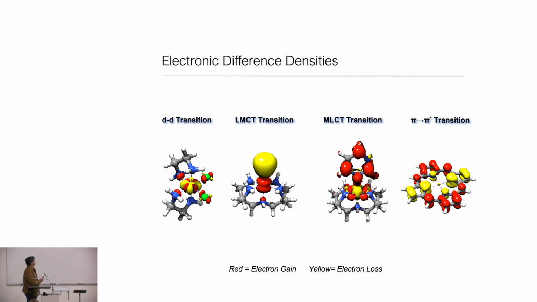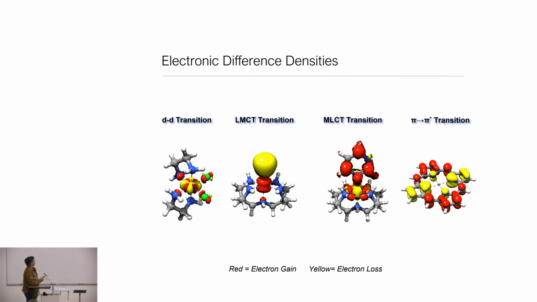Now red is the region where electron density is gained in the excited state, and yellow is where electron density is lost in the excited state. So for example, here you have a dd excitation, and you see from the electron density difference that very little is happening in the region of the ligand, but there is a redistribution of electron density in the xy plane, and so you can see from the shape that this must be an excitation from a dxy kind of shaped orbital into a dx squared minus y squared shaped orbital, because it goes along the ligands here.